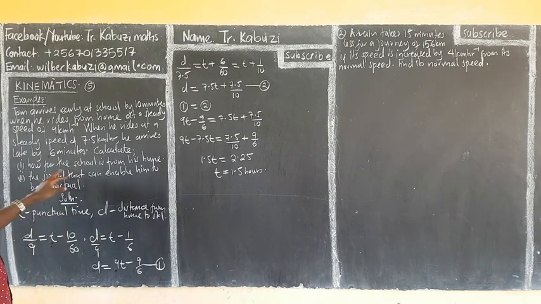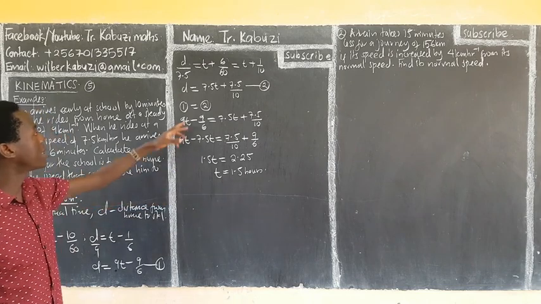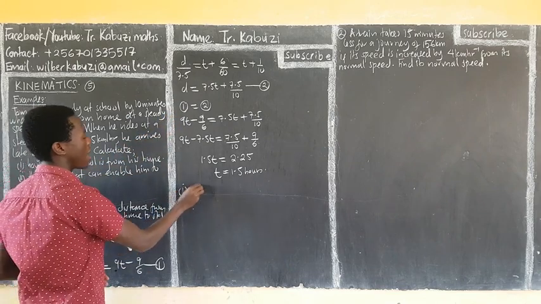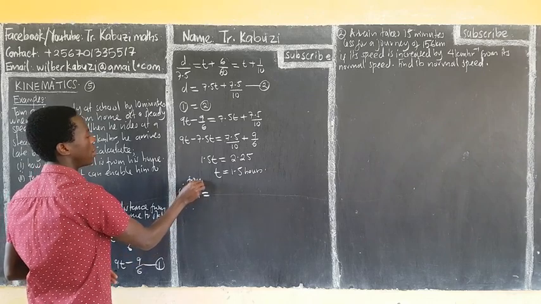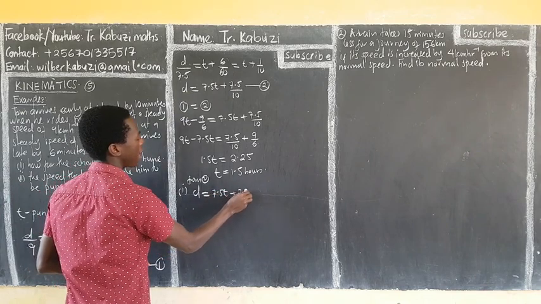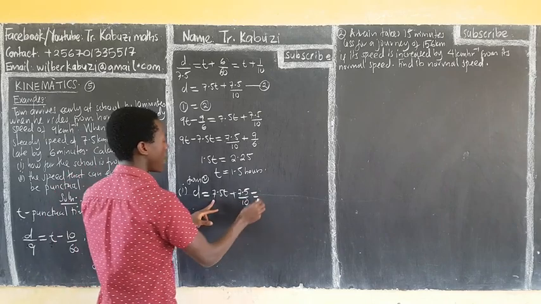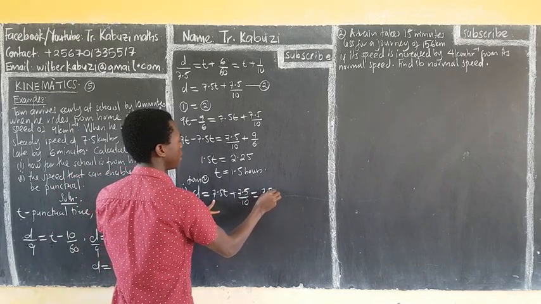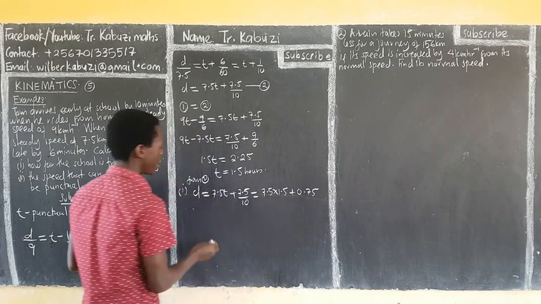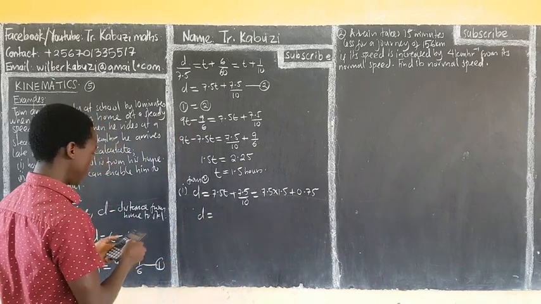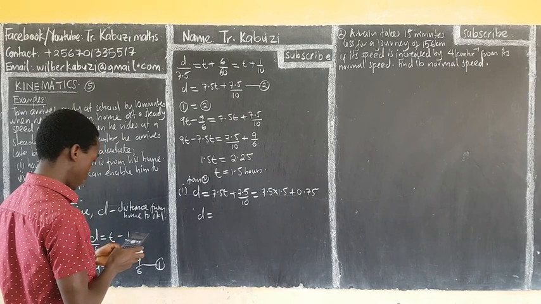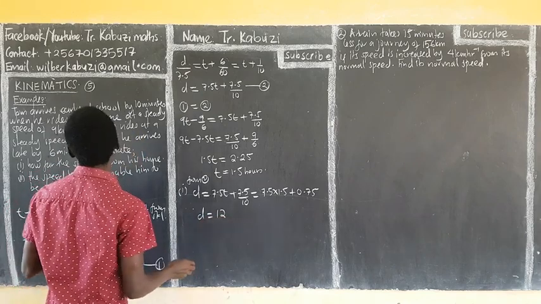But let's ask for the distance from the school. If you have this, you just substitute anywhere you want. So our D, now remember one, from equation 2 here, is 7.5 T plus 7.5 over 10, which is now 7.5 times 1.5, plus 0.75. And so now our D is going to be 12. Now they are in kilometers.